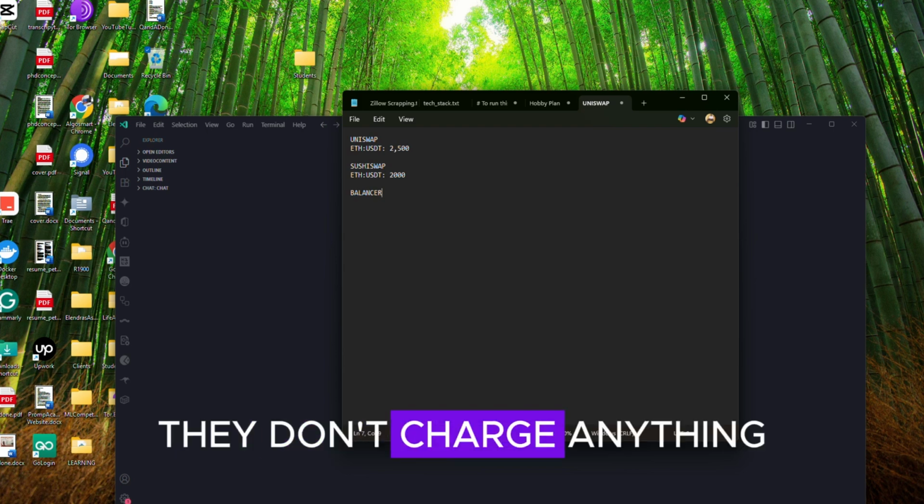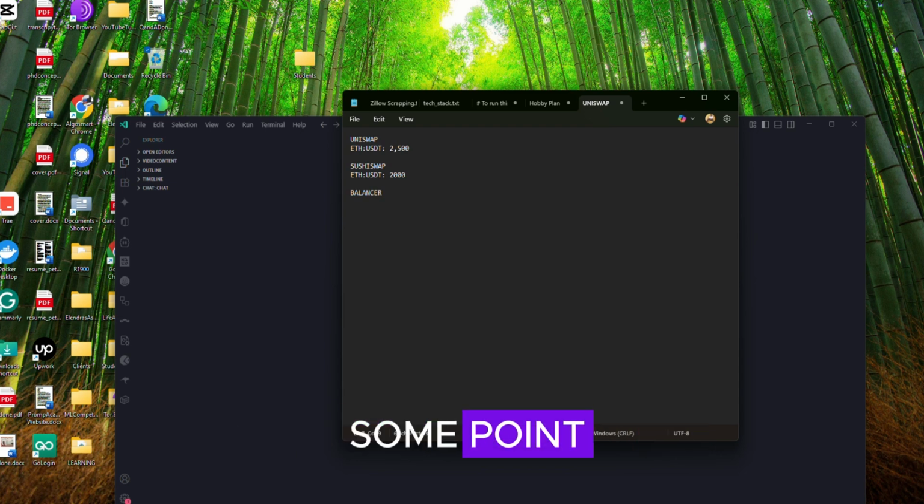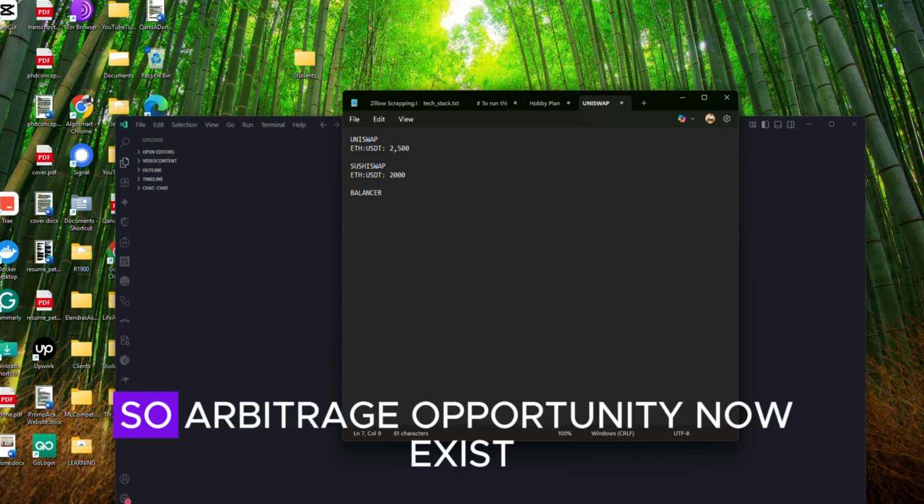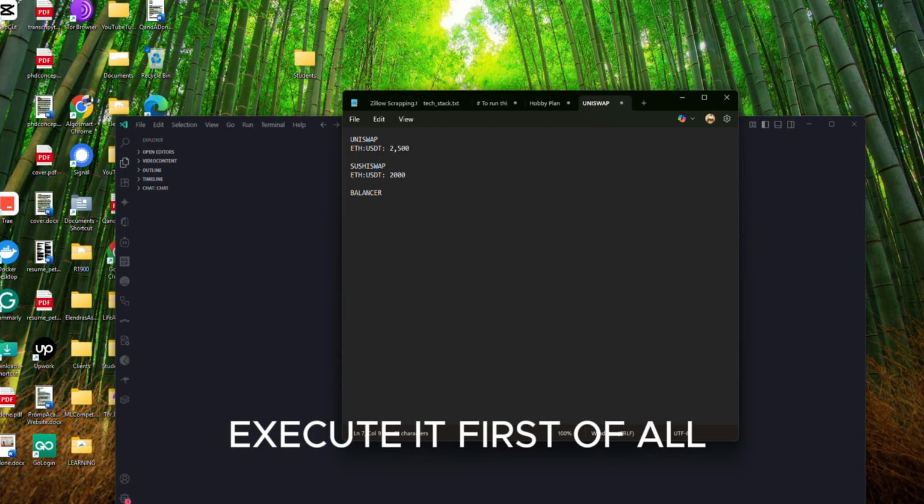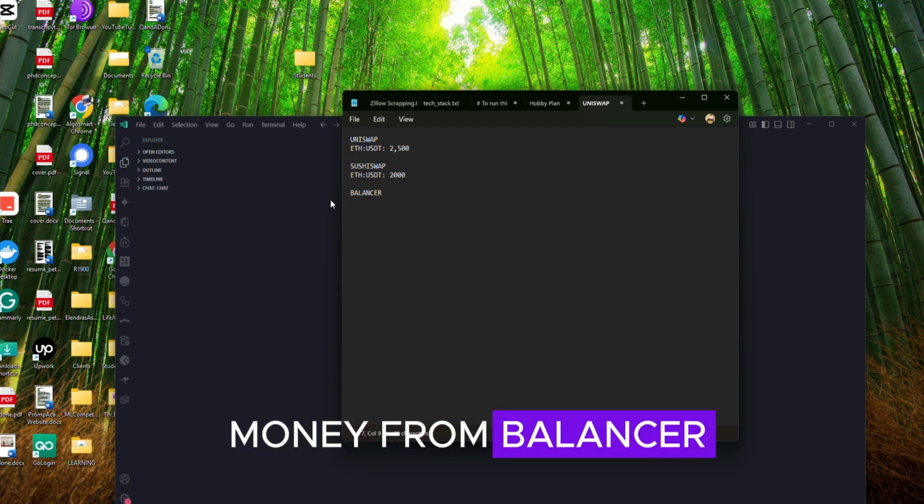At the moment they don't charge anything, but I know they are planning that at some point they will be charging something, but they are not charging at the moment. So an arbitrage opportunity now exists, but how do I execute it? First of all, I need to borrow money from Balancer.